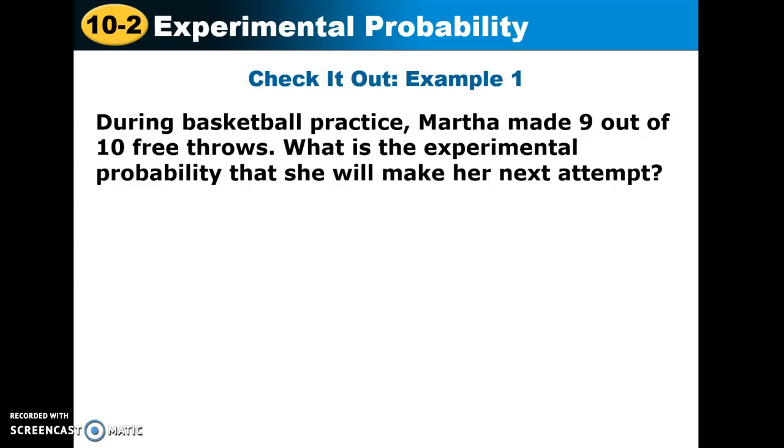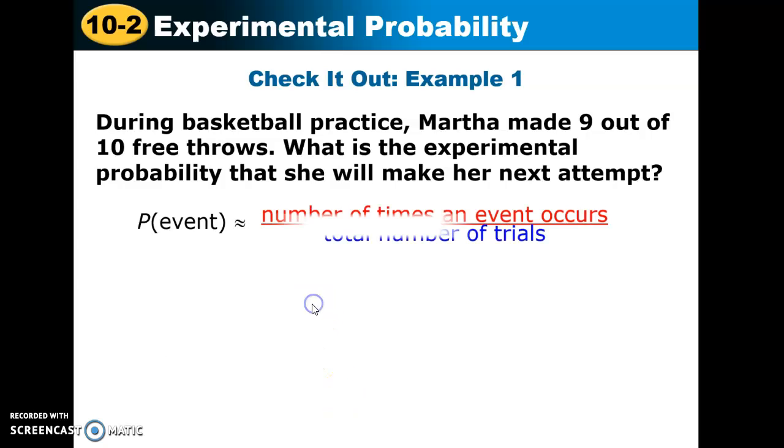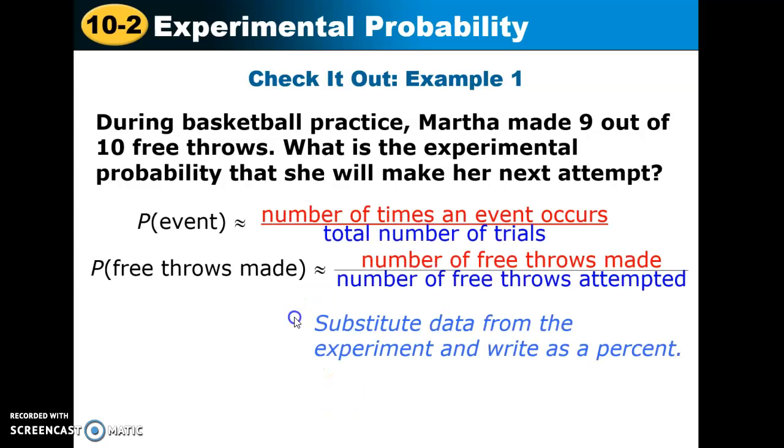Next, during basketball practice, Martha made 9 out of her 10 free throws. That is amazing. That's like Mark Price territory, if you know who Mark Price is. What is the experimental probability that she'll make her next attempt? 90%, because we're going to do 9 out of 10, right? She made 9 out of her 10 free throws. If you change that to a percent, it's 90%. That's a real easy one to change to a percent. So she's a pretty solid free throw shooter, and the other team does not want to foul her.